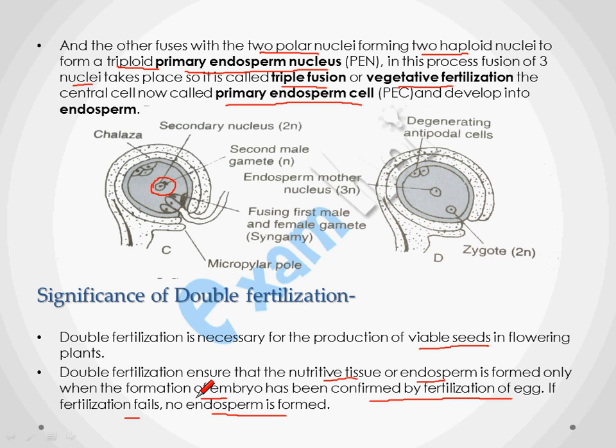So in double fertilization, if syngamy takes place between the egg cell and the male gamete in this area, this is the egg cell and this is the male gamete, if the fusion between these two takes place, this process is called syngamy, then only the fusion between the second male gamete and the polar nuclei will take place and the endosperm will form. If there is no fusion between the egg cell and the male gamete, no endosperm will be formed.